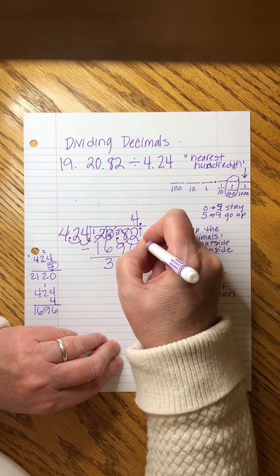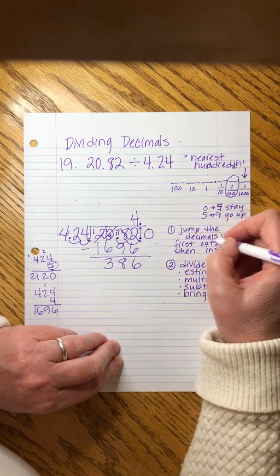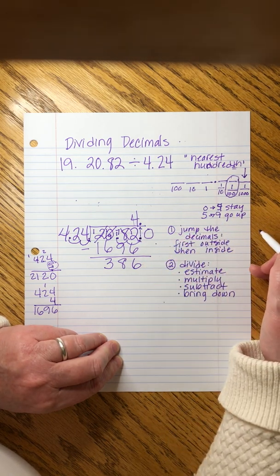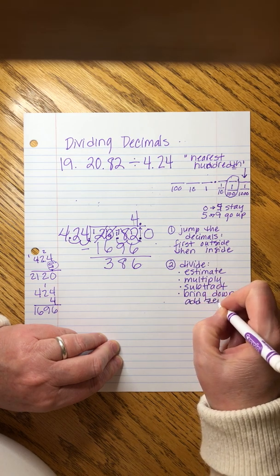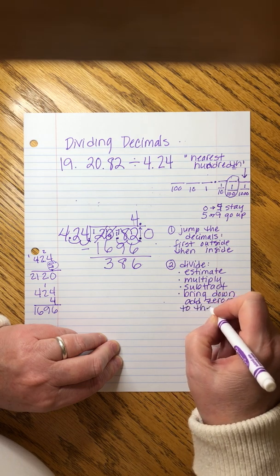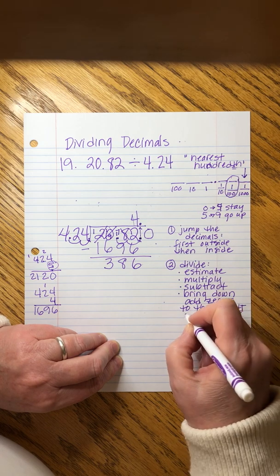Our decimal's right here, right? We can add zeros all day long to the end of our number as long as they are to the right of the decimal. So we can add zeros to the right of the decimal.